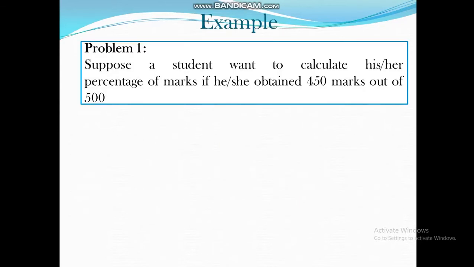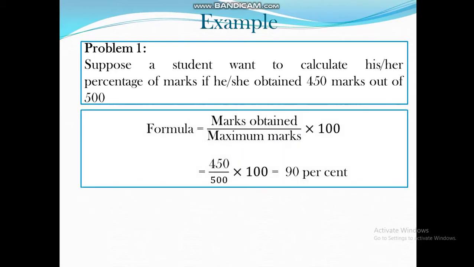For example, suppose a student wants to calculate his or her percentage of marks. He or she obtained 450 marks out of 500. So this is a real world problem, and we can solve it. The solution is the marks obtained divided by maximum marks into 100. So the answer is 450 divided by 500 into 100, that is 90%.